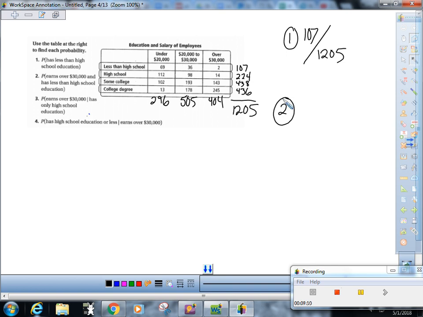Number 2, what is the probability that someone earns over $30,000, so is in this category, and has less than a high school education? How many people satisfy that? I think it's just 2, right? And how many people are in the survey?